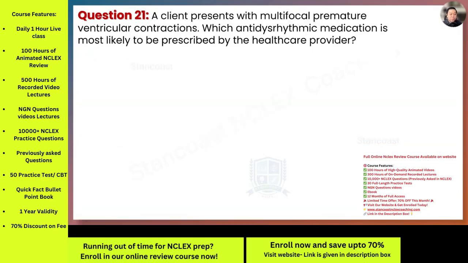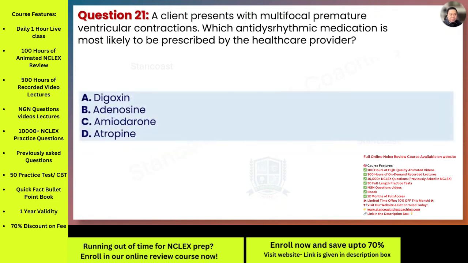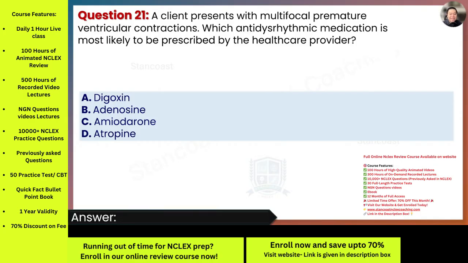Let's have number 21. A client presents with multifocal premature ventricular contractions. Which antidysrhythmic medication is most likely to be prescribed by the healthcare provider? Options: A, digoxin; B, adenosine; C, amiodarone; D, atropine. The answer is letter C.